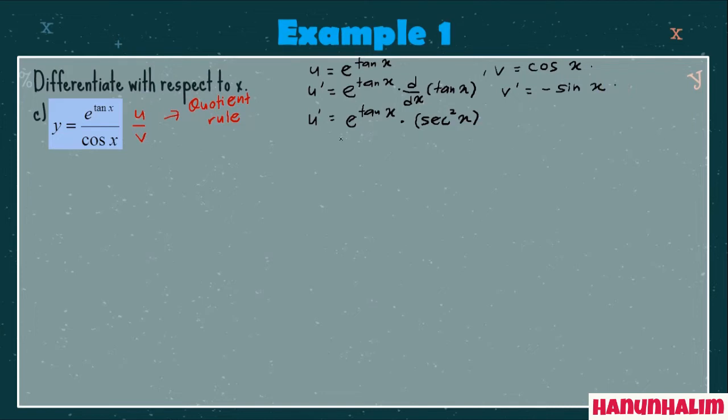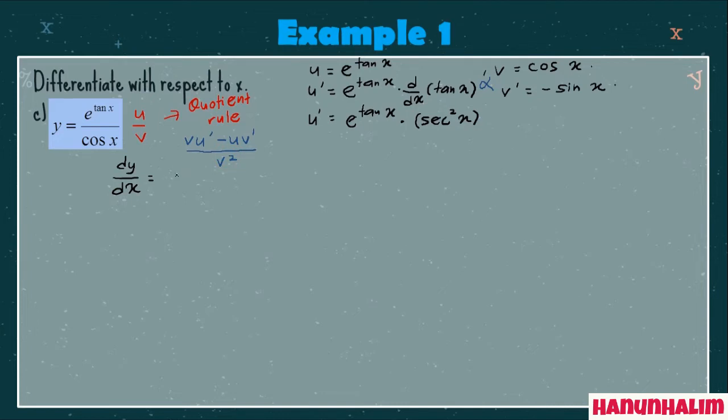Okay, so after we get u prime and v prime, kita boleh cari dy over dx. So dy over dx ada formula kan? Okay, make sure formula kena betul. V u prime, u v prime. So tulis dulu formula dia, v u prime minus u v prime. Hati-hati, quotient rule minus, product rule plus. Tapi quotient rule, don't forget over v squared. Okay, so after that baru kita substitute.